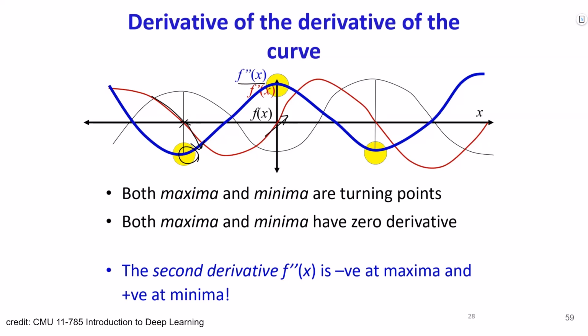And the value is increasing. I mean, at the minimum point, the slope is increasing like this, from minus to plus. And as you can see here, because the first derivative is increasing, the second derivative should have plus value.